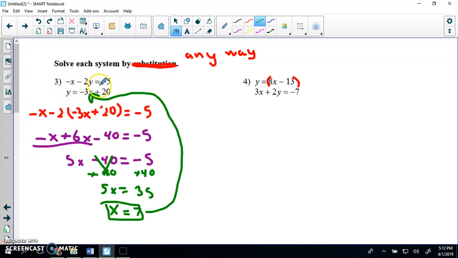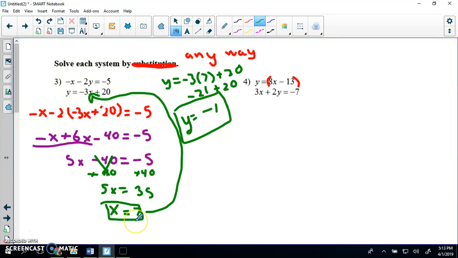It doesn't matter which one. This one's obviously the nicest. So it's going to be y equals negative 3, but it's going to be 7 in place of x, plus 20. Like I said, I could have plugged into the other one, but this is way nicer. That's going to give me negative 21 plus 20, which gives me negative 1. So y is negative 1.